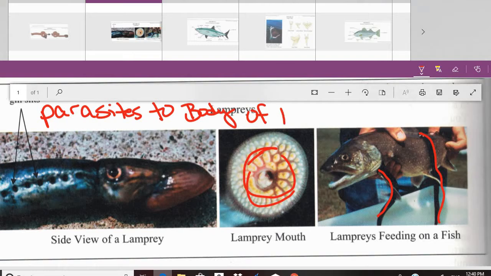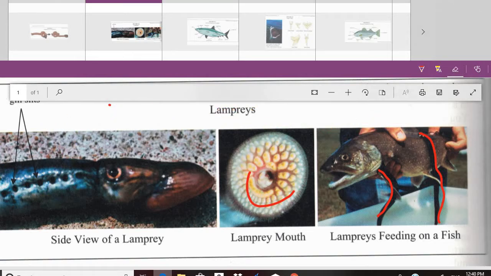And interestingly, they have an enzyme that keeps the blood from clotting. So as they're sucking that blood, they will be secreting this enzyme so that the blood doesn't clot, and they're able to take it into their body. So that's the lamprey. Often will be a parasite to bony fish.